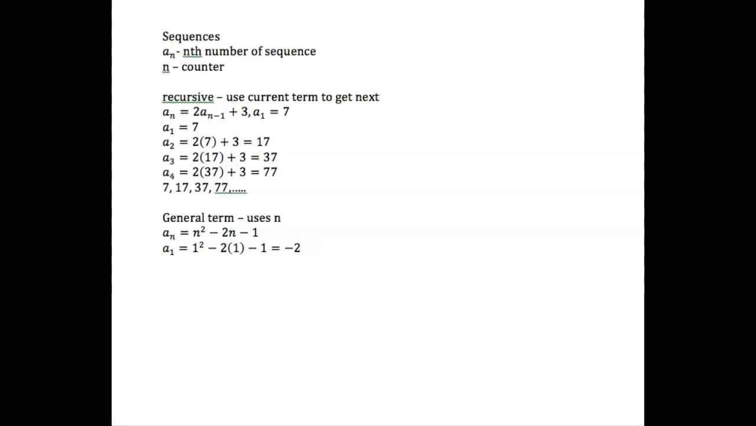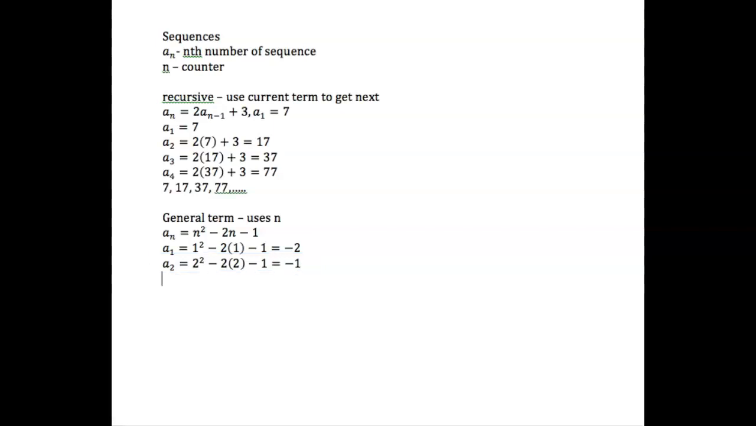For a2, I'm going to do the same thing, except this is the second term, so I'm going to replace all my n's with 2's. So for a2, that's 2 squared minus 2 times 2 minus 1. Let's see, 4 minus 4, we're back to 0, minus 1 is negative 1. So there's the second term of the sequence.